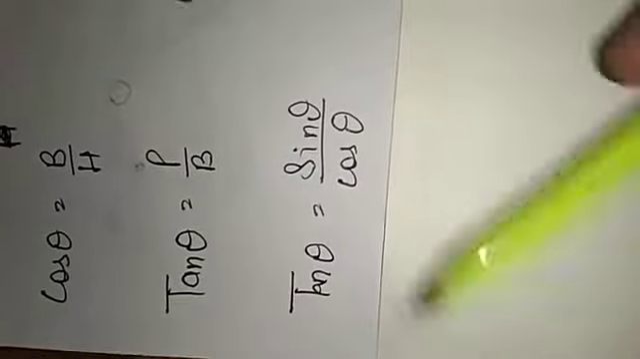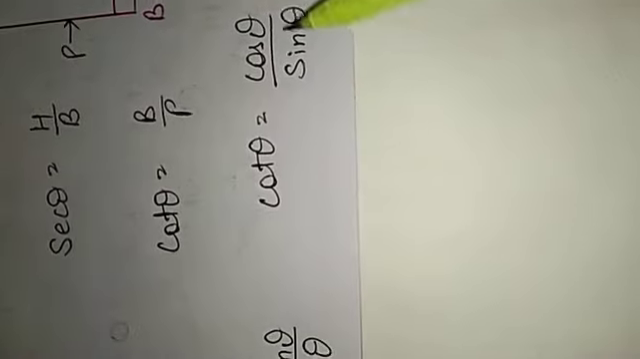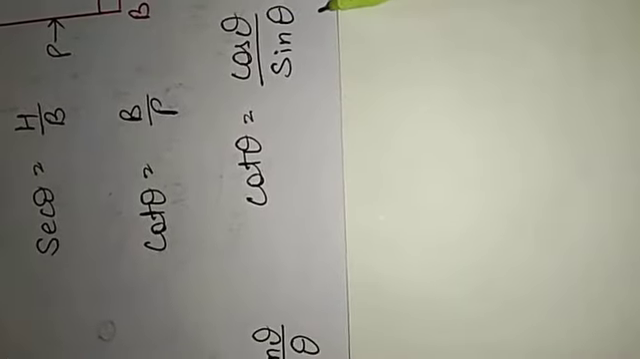There are some other relations between sin, cos and tan, that is, tan theta is sin theta by cos theta and cot theta is cos theta by sin theta. And this is the basic trigonometry function which you learn in class 10. And some identities you also learn.